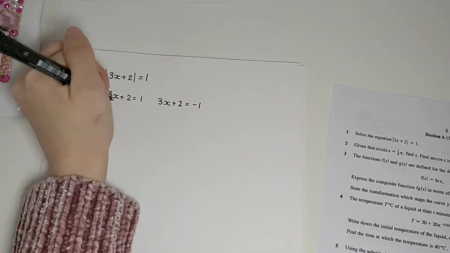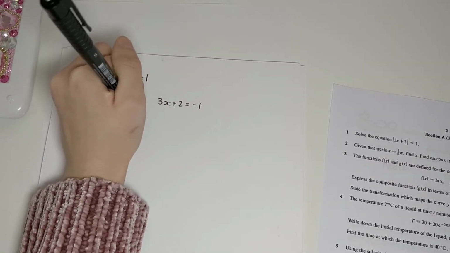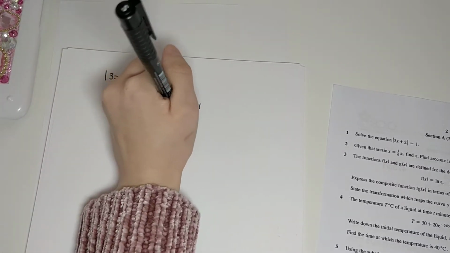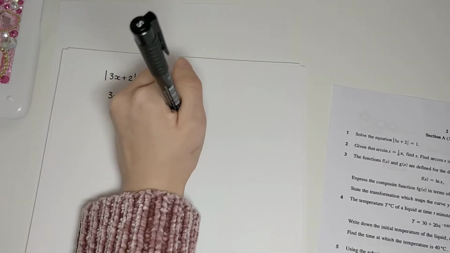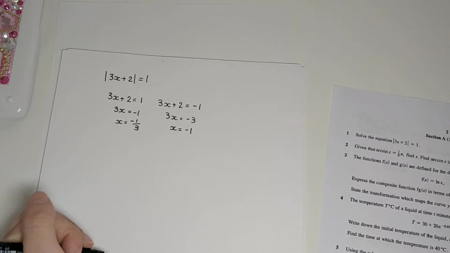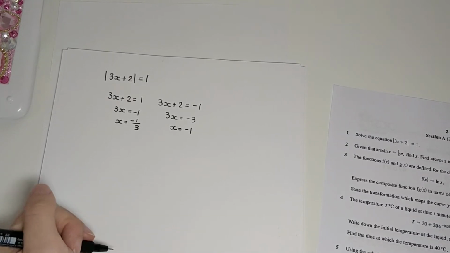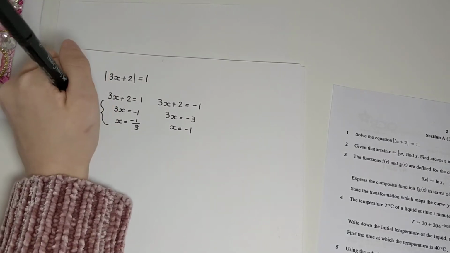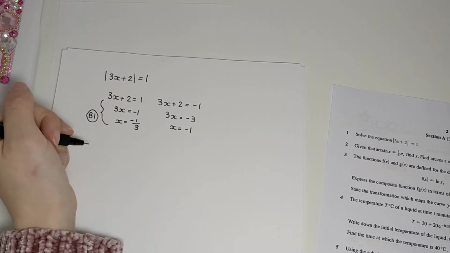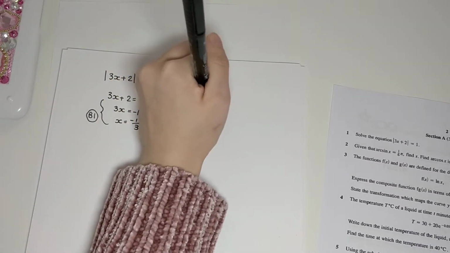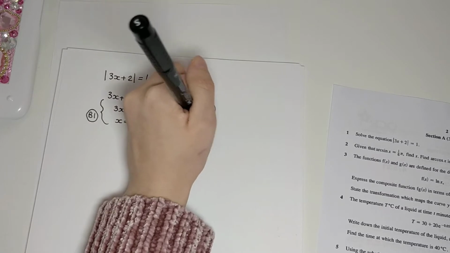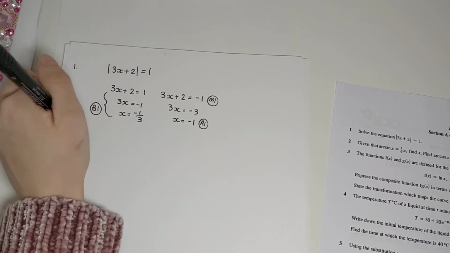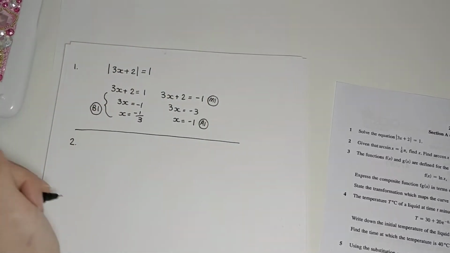So I'm going to have 2 solutions. I'm going to have x equals minus 1/3, or I'm going to have x equals minus 1. So I got 2 solutions there. I'm going to get a basic mark for this answer here, and I'm going to get a method mark for making it equal to minus 1 and an accuracy mark for getting the other solution. Okay, so that's my 3 marks. And that was question 1. Okay, we're on fire. Question 2.